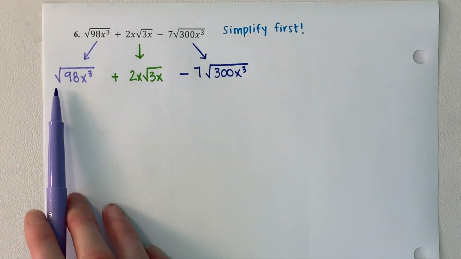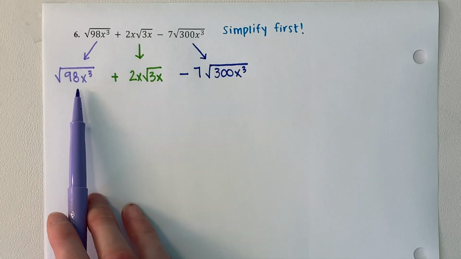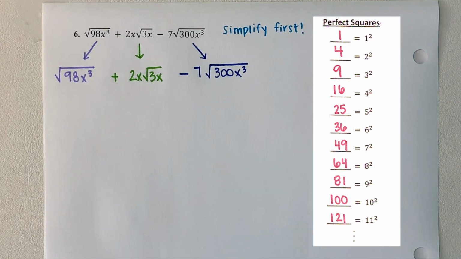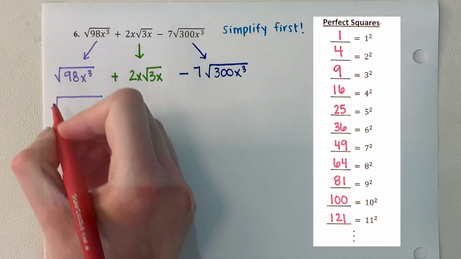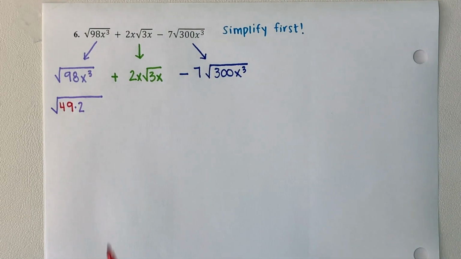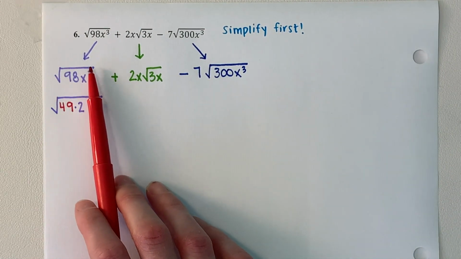To simplify this first radical, let's first notice that we're dealing with a square root, so that means that we're looking for perfect squares. 98 is not a perfect square. If you look at our list of perfect squares, you'll find that 49 is the largest perfect square that multiplies evenly into 98. So let's rewrite 98 as 49 times 2. Next, we need to look at the variable. And remember, since this is the square root, we're looking for perfect squares.